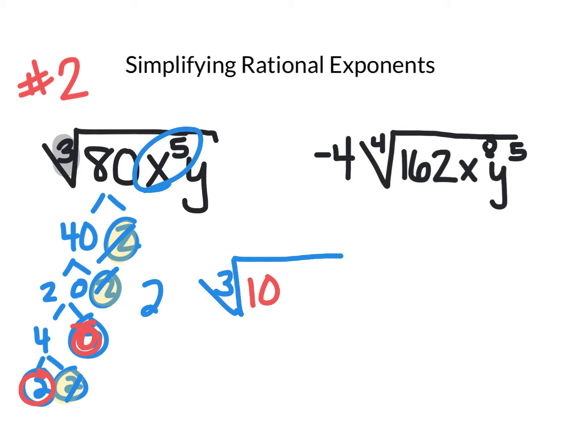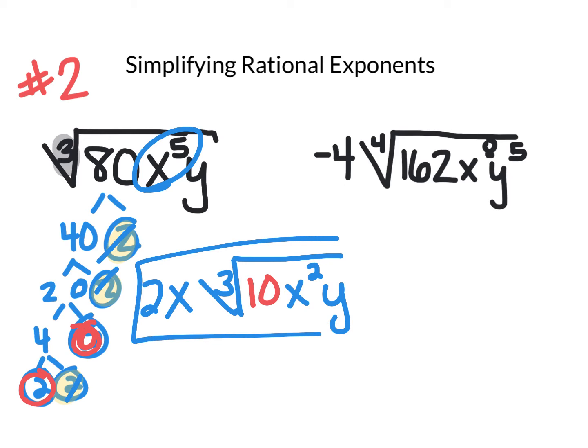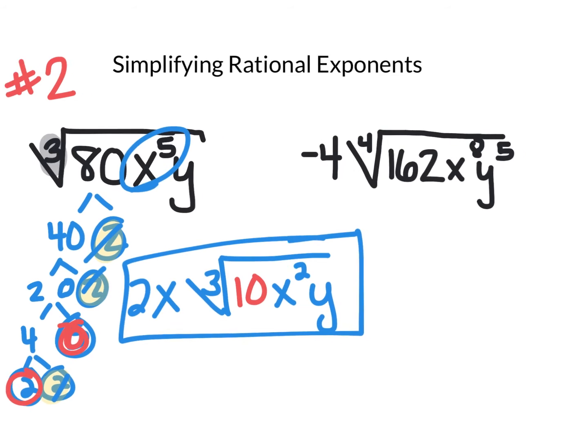Now I'm going to go to x to the 5th. Well, exponent over index. This means I'm saying how many times does 3 go into 5? It goes in 1 time, so x to the 1st, and I have 2 left over, so an x squared is still on the inside. And then y is not going to come out because it has an exponent of 1, so this simplifies to this. Let's do one more.